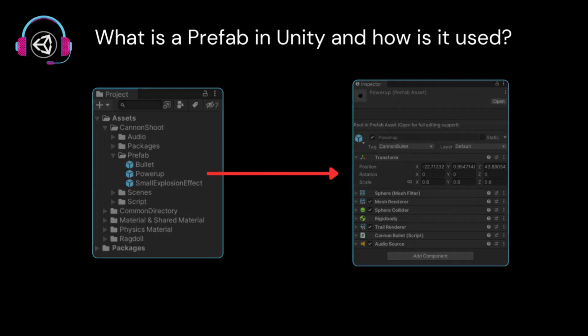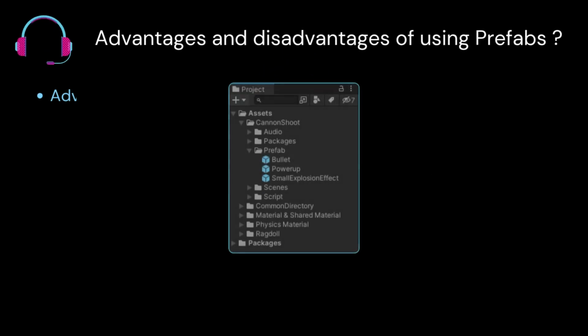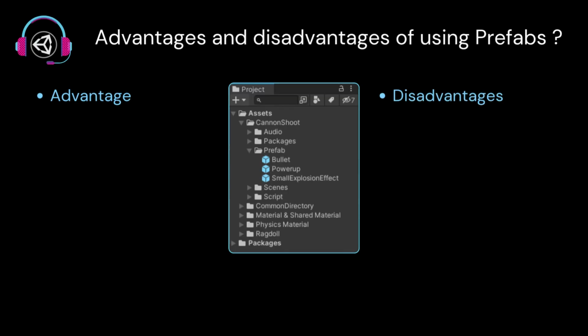Let's move to the next question. What are the advantages and disadvantages of using prefabs in Unity? Prefabs bring a huge benefit to Unity projects, but they also have some trade-offs. Some advantages that prefabs offer, like reusability. You can create an object once, like an enemy, building, or item, and use it across multiple scenes or locations. It will save development time and reduce redundancy.